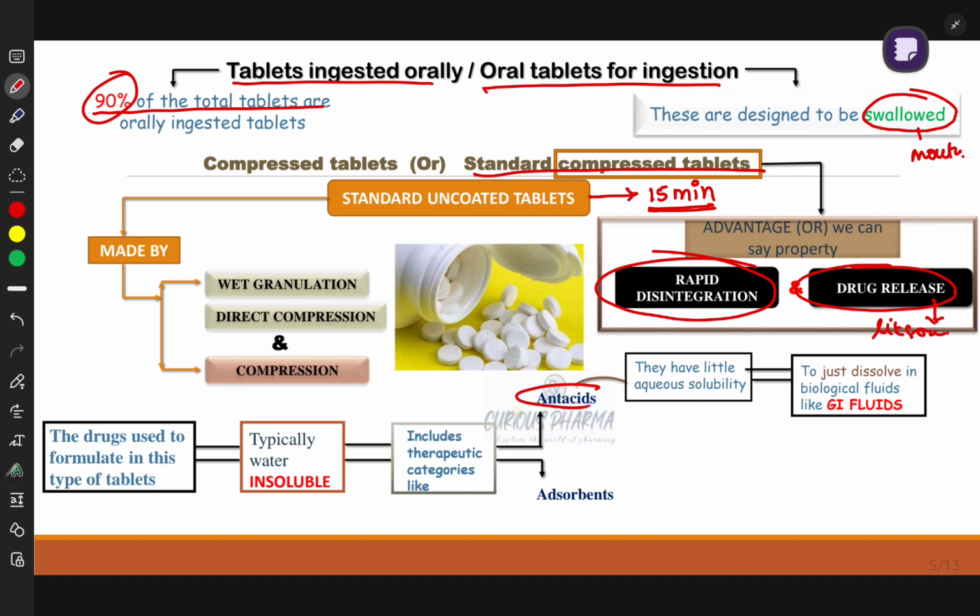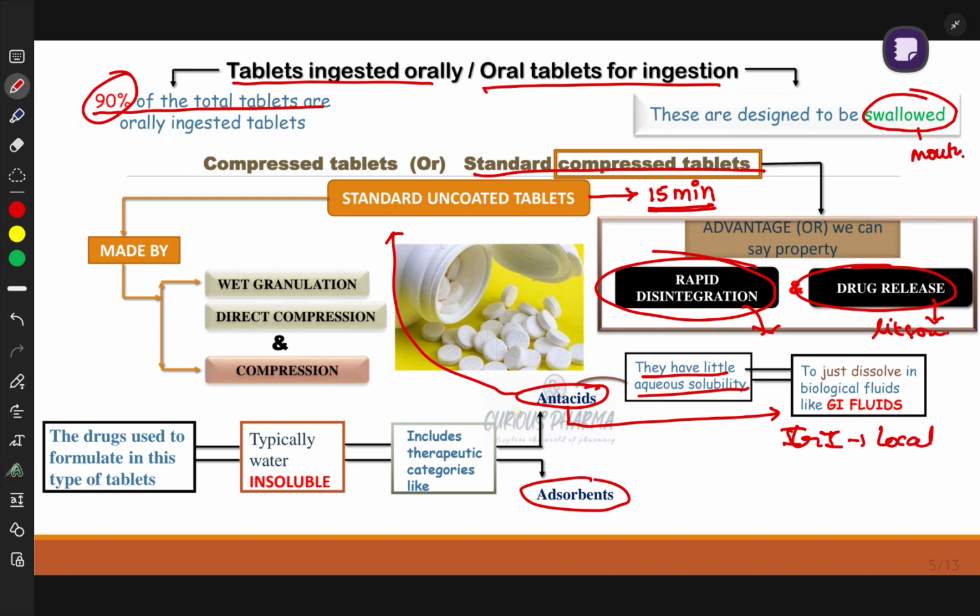Here, some antacids or adsorbents that are not very soluble and have little solubility are manufactured in standard uncoated tablets because when they are ingested, since they have rapid disintegration, the antacids will be released directly into the GI fluids, which have their local action. So it is very suitable to form the antacids in the standard uncoated tablet form.